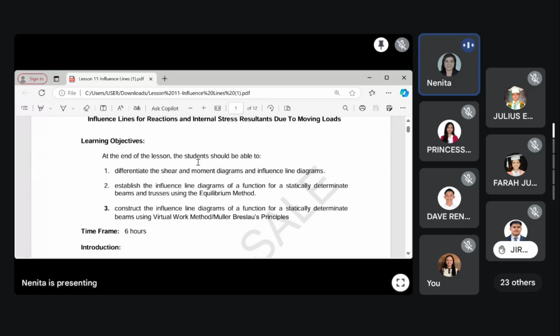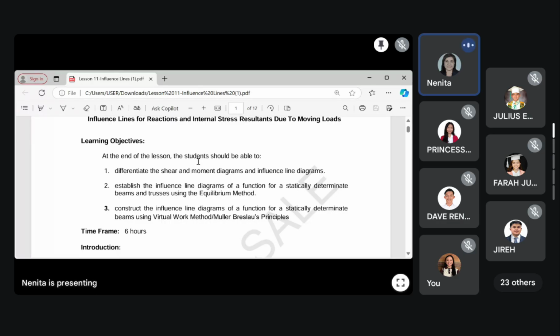For fixed loads, we have shear diagrams and moment diagrams, right? And from those diagrams, we can determine the maximum shear and the maximum moment. Those values are to be used in your design. When you design, those will be the important values to be considered.